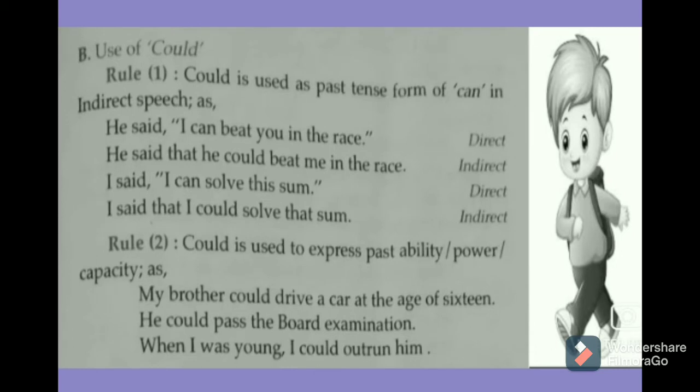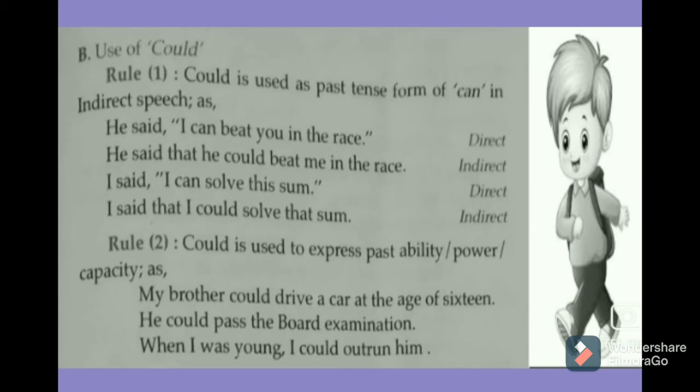Okay, let's see the next one. I said, I can solve this sum. The sentence is in direct speech. And when you change it into indirect speech, it will be: I said that I could solve that sum. Let's see rule number 2. Rule number 2 says that could is used to express past ability, power and capacity.